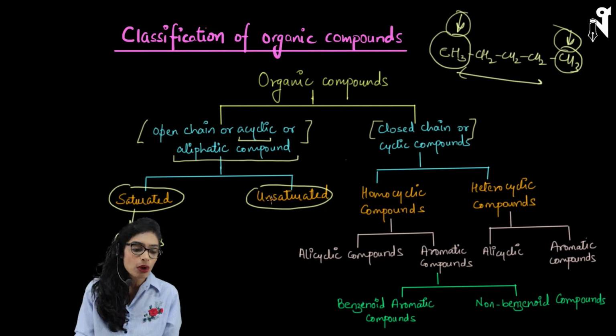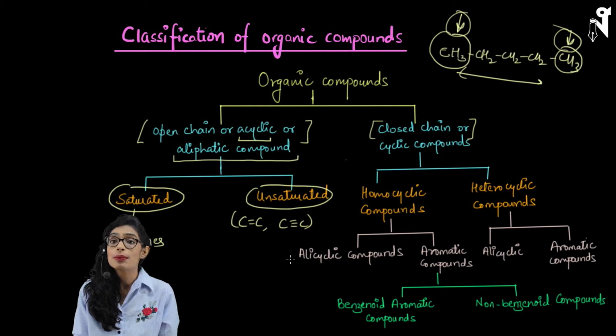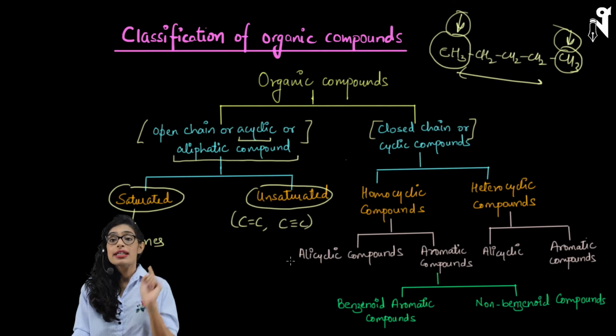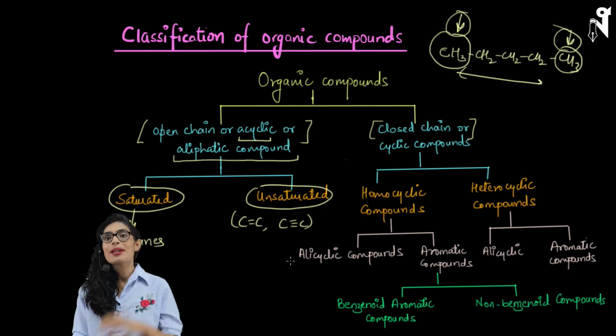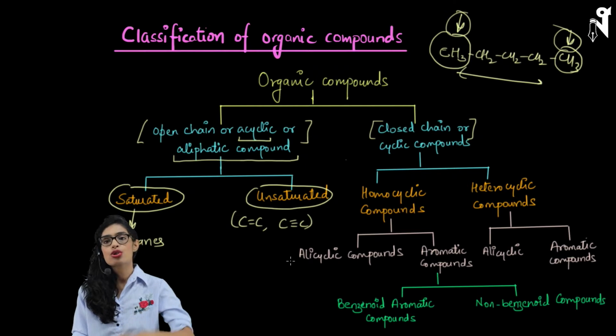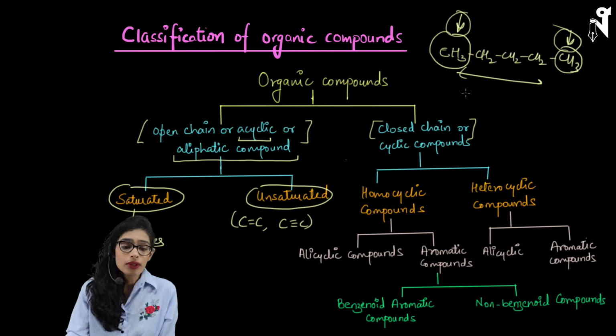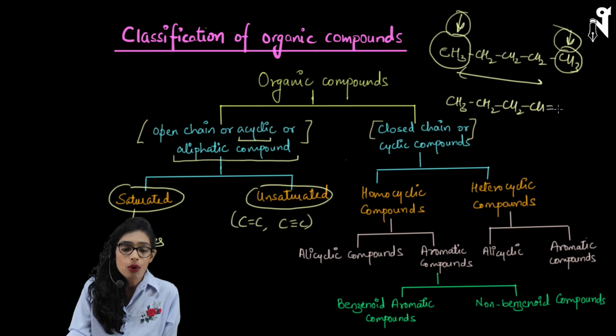What kind of multiple bonds? It can have carbon double bond carbon, it can have carbon triple bond carbon. So these bonds are called multiple bonds. As I mentioned, there can be any number of double bonds and triple bonds in the chain, but the minimum is one double bond or one triple bond in the chain, along with carbon single bond carbon in the rest of the chain. For example, if I say I have CH3, CH2, CH2, CH double bond CH2.